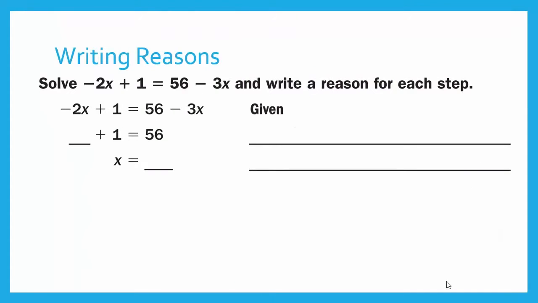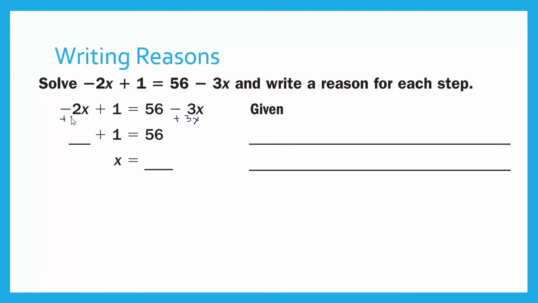Example number one, writing reasons. Solve negative 2x plus 1 is equal to 56 minus 3x and write a reason for each step. So we're going to solve the equation and we're always going to start with what we're given. Our given for this case is our original equation, which is negative 2x plus 1 is equal to 56 minus 3x. Our first step is to get this 56 by itself, so I'm going to add 3x on both sides.